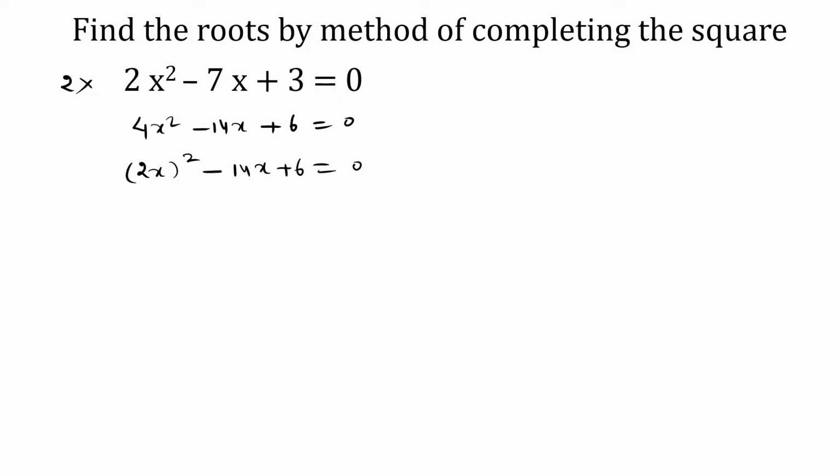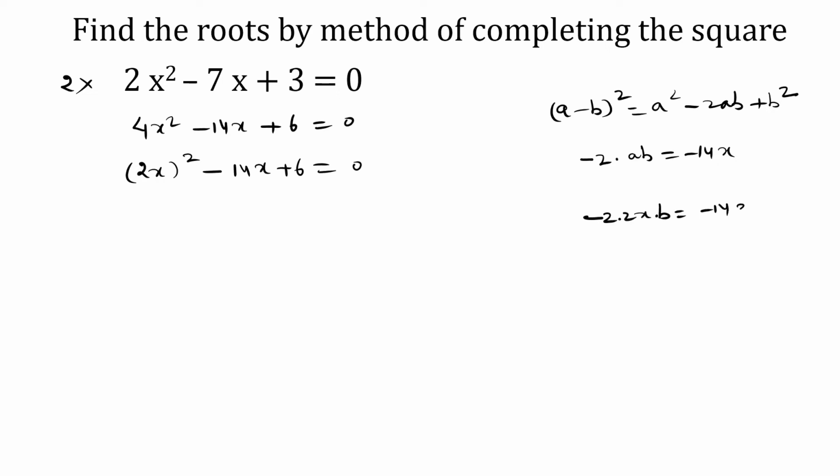Since the coefficient of x is negative, we will use the identity a minus b whole square is equal to a square minus twice ab plus b square. Comparing the two equations, we notice that a is equal to 2x. And comparing the second terms, we get minus twice ab is equal to minus 14x. Substituting value of a, that is 2x, and cancelling like factors, and x, minus cancels minus sign, so we get b is equal to 7 by 2.